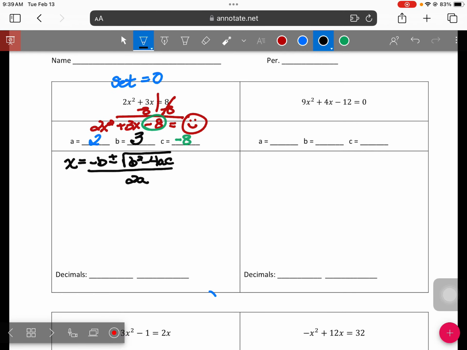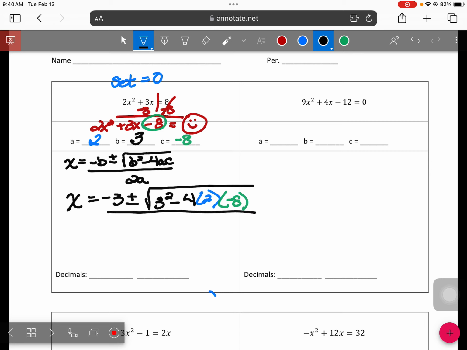All right, so let's substitute our values in. X is equal to, if B is 3, opposite of B is going to be -3, plus or minus the square root of B squared, that is 3 squared, minus 4 times A, which is 2, times C, which is -8, all divided by 2 times my A value of 2.